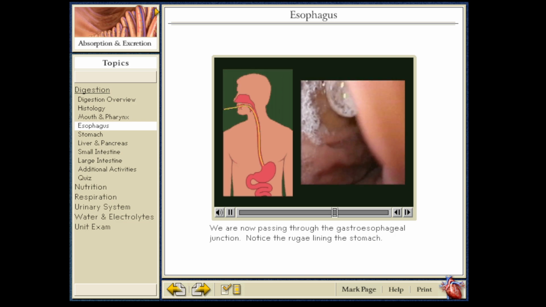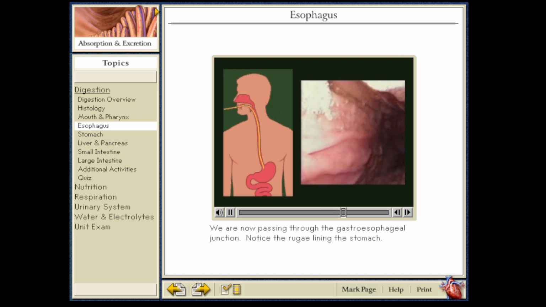We are now passing through the gastroesophageal junction. Notice the rugae lining the stomach.